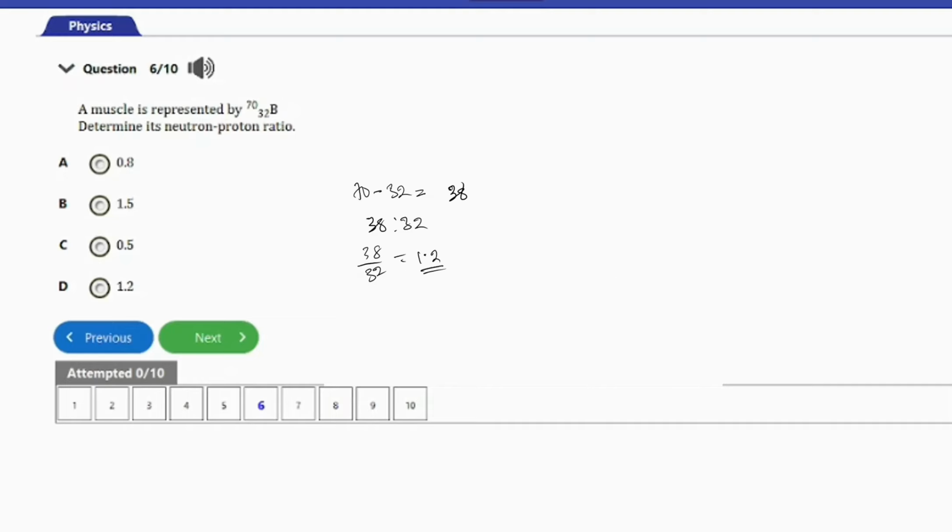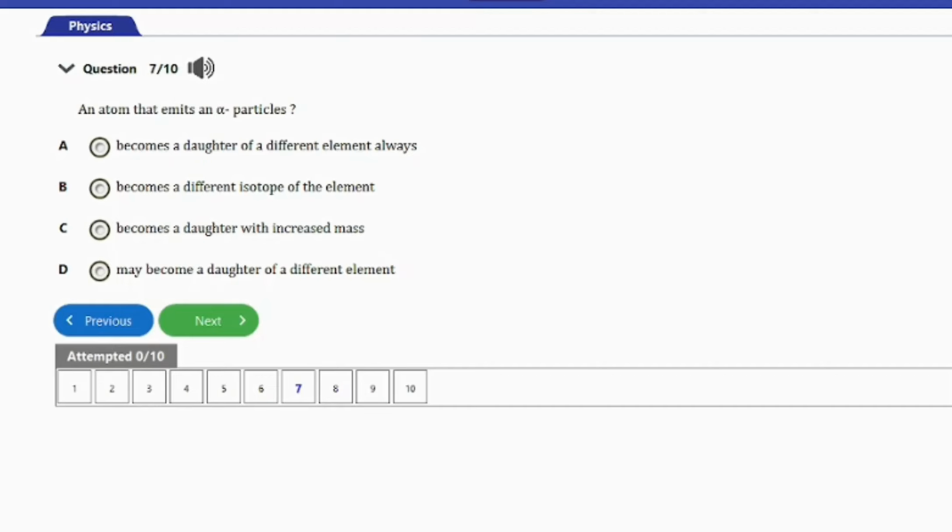Alright, so guys, the next question we have here is question number 7. It says an atom that emits an alpha particle: A, becomes a daughter of a different element always. B, becomes a different isotope of the element. C, becomes a daughter with increased mass. D, may become a daughter of a different element. So guys, the answer to this question is option D. An atom that emits an alpha particle may become a daughter of a different element. So that's it for this question. Let's go ahead and consider the next question.